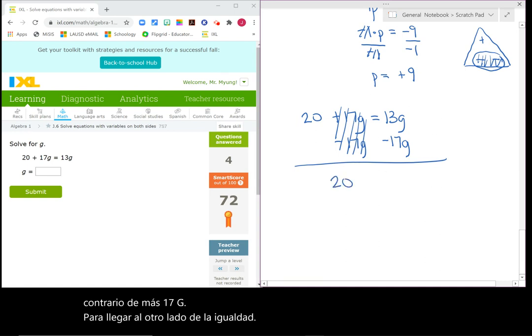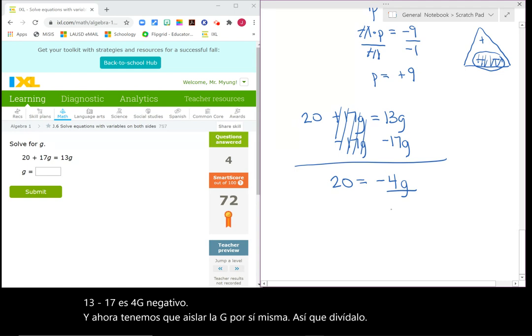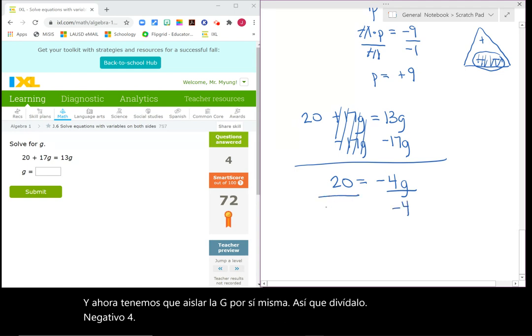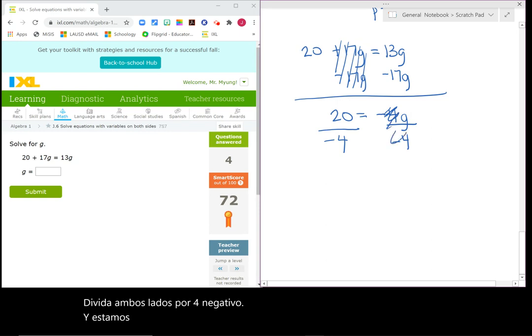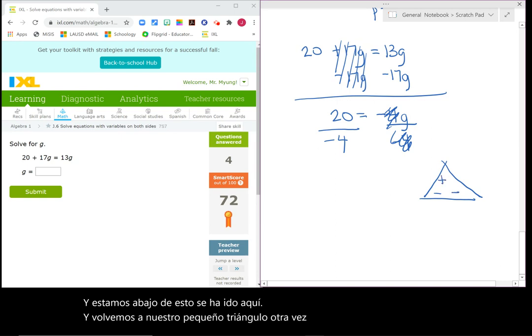Now we have 20 equals 13 minus 17 is negative 4g. And now we need to isolate the g by itself. So divide by negative 4. Divide both sides by negative 4. And we are down to this is gone right here. And we're back to our little triangle again. So I got a minus, minus, and a plus.